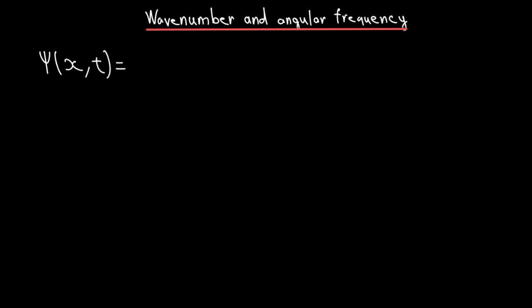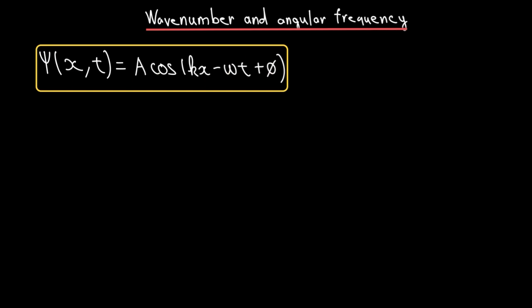And it has an amplitude A times the cosine or the sine of kx, where k is the wave number, minus omega t, where omega is the angular frequency, plus a phase shift phi that represents the value or the amplitude of psi at x equal to 0 and t equal to 0. And therefore phi describes the initial state of our traveling wave. And so this is an example of the equation of a wave.